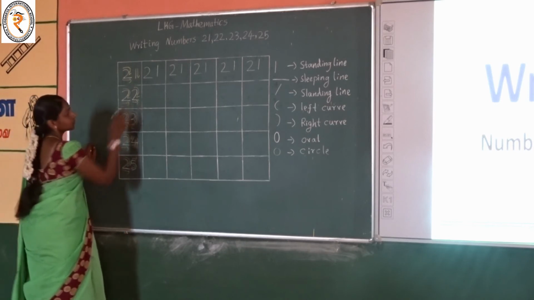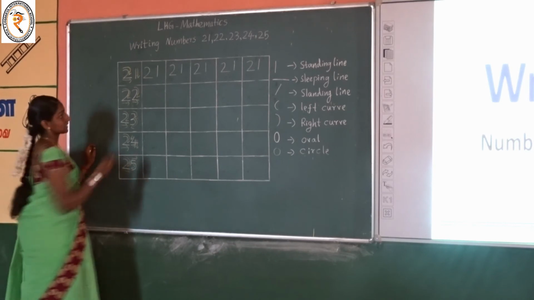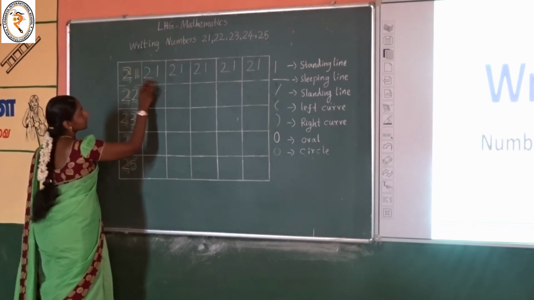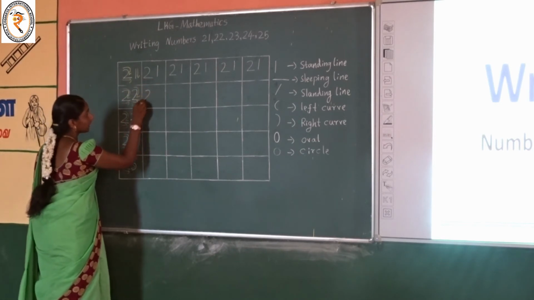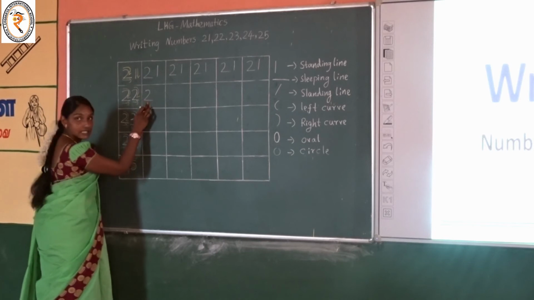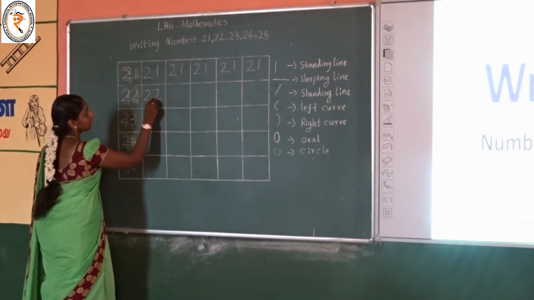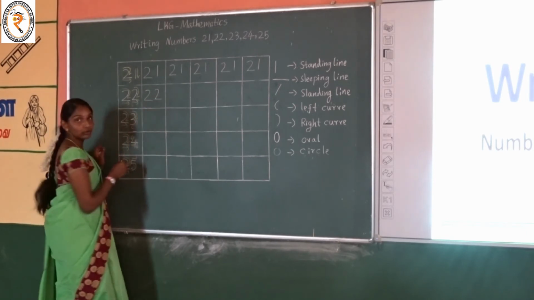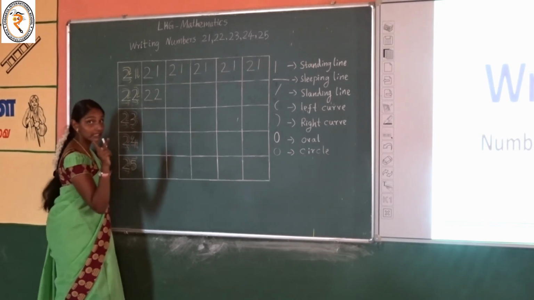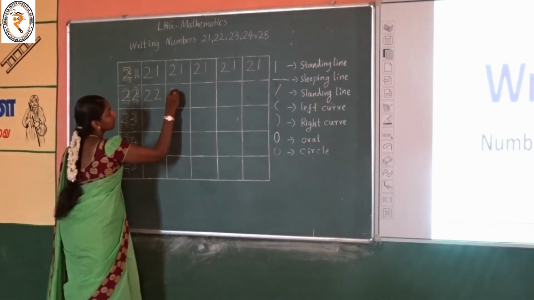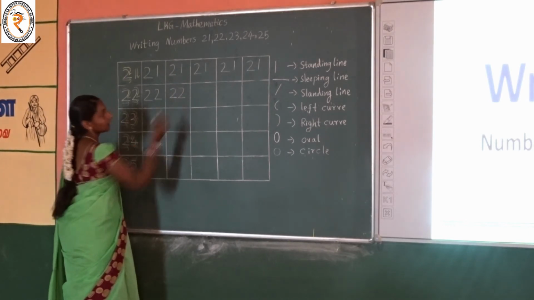Yes, for number 22, you have to write the number 2 twice. Okay? We already practiced to write the number 2. For 2, put the right curve and end up with the sleeping line. Right curve like this, end up with the sleeping line. Okay, children, is it clear with you? To write the number 22, you have to write the number 2 twice. Two times. Right curve, sleeping line.